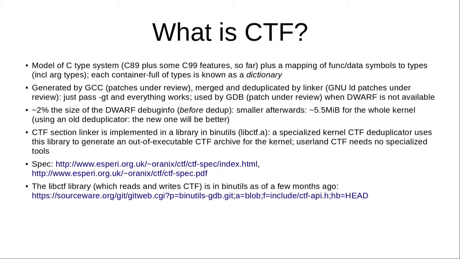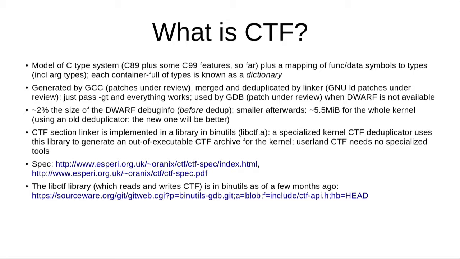Its purpose is to be a complete model of the C type system, much like, say, BTF. Every type you see in a C program should be represented in it, and all the links between them should be correctly modeled. We also try to map ELF function and data symbols into this dictionary, so that you can tell, for example, what the type of a given data symbol is, what the return values and arguments of every function are, and you can chase down the structures and pointers to structures and so on indefinitely.